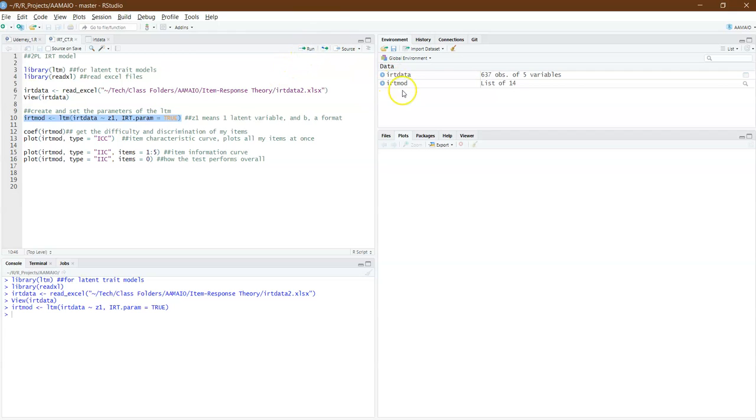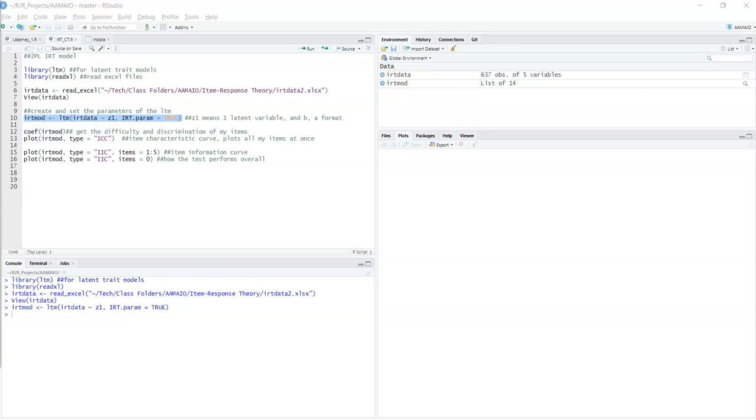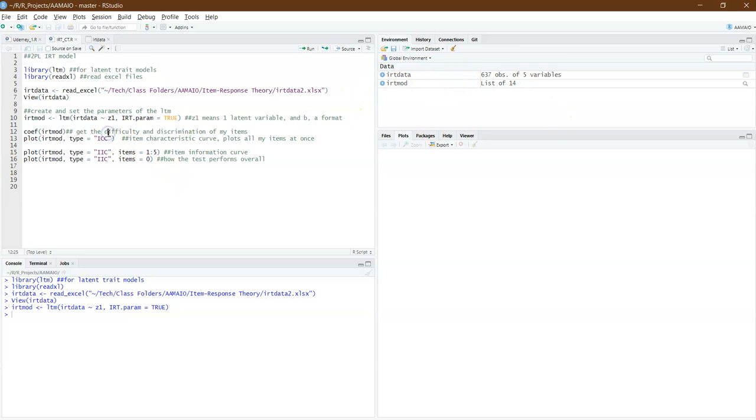And I know that it has been created because it's in my global environment. So now that I have created the model, I can get values for it using this coefficient function on the model that I just made. I can also plot it, which I'll do next. But first I'm going to run to get the coefficient values. So here down at the bottom, now I have the difficulty and discrimination values.